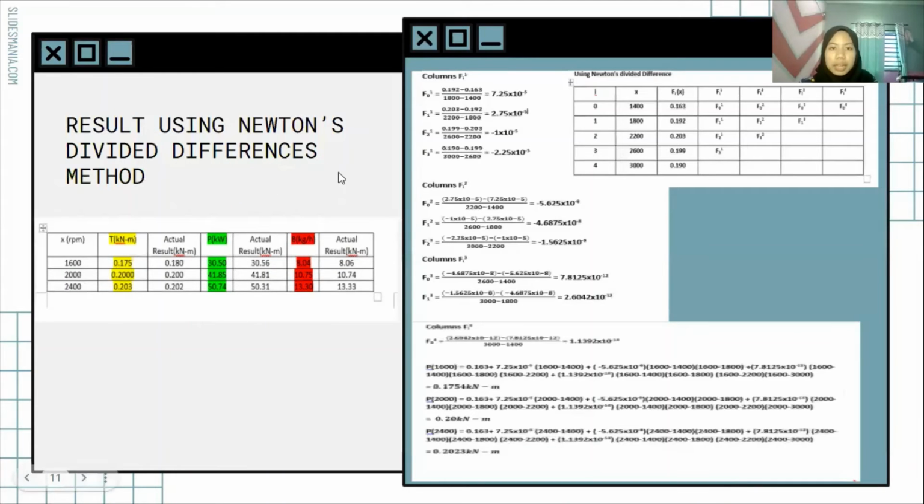Next, we calculate using the Newton's divided differences method. We also follow the notes for the formula, and we get this answer, the same as the result using the Lagrange interpolation.